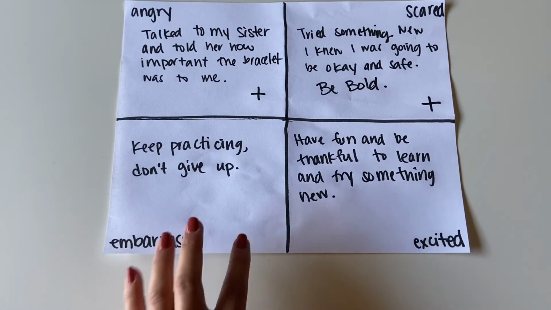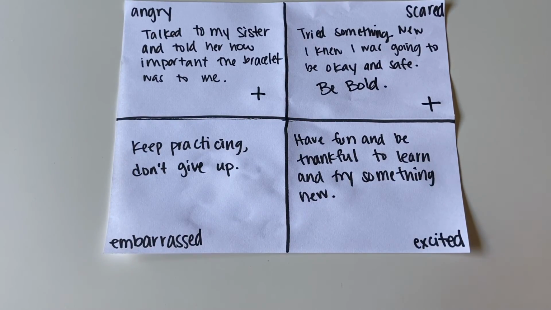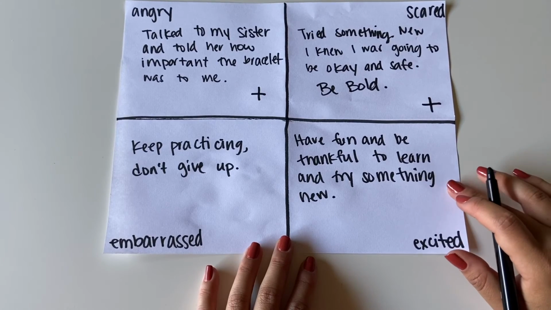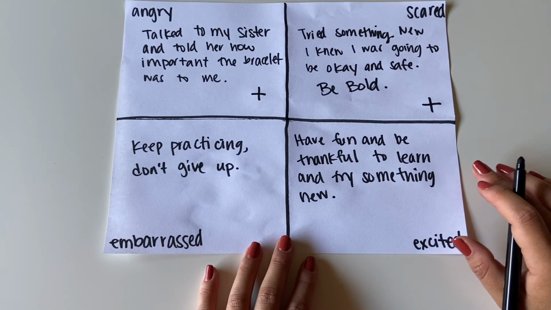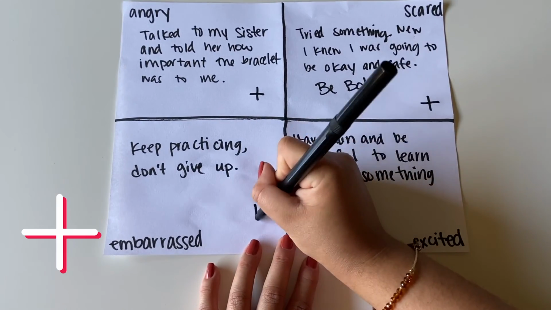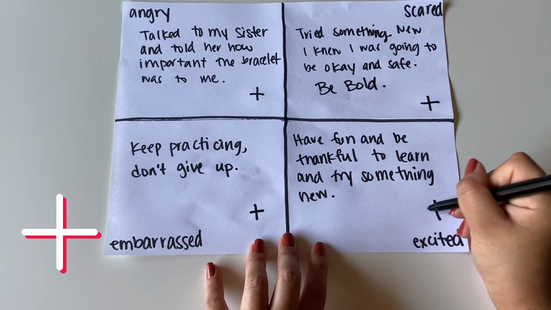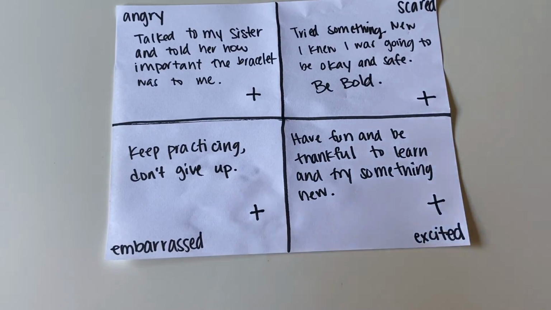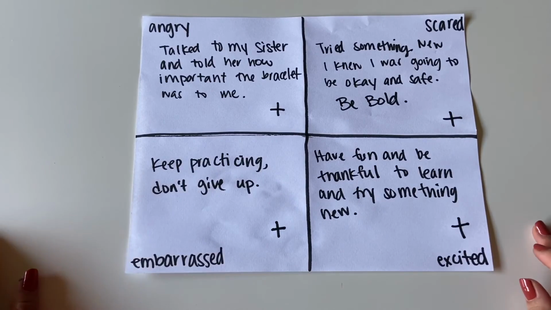So for the other ones, I wrote continue practicing and never giving up, and having fun and being thankful to learn something and try something new. So those are both also positive reactions. And that is it. This is our emotion map. I hope you enjoyed doing this activity. I hope you enjoyed doing this emotion map with me.